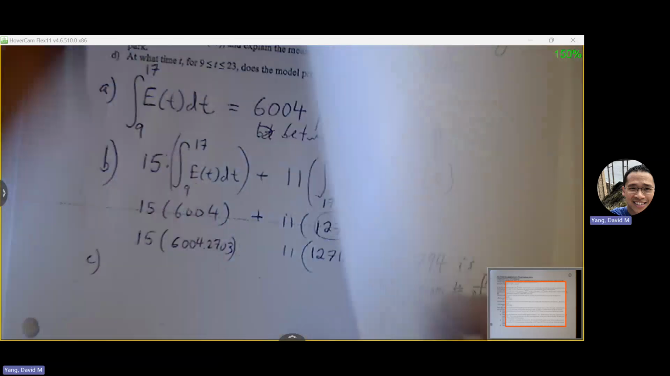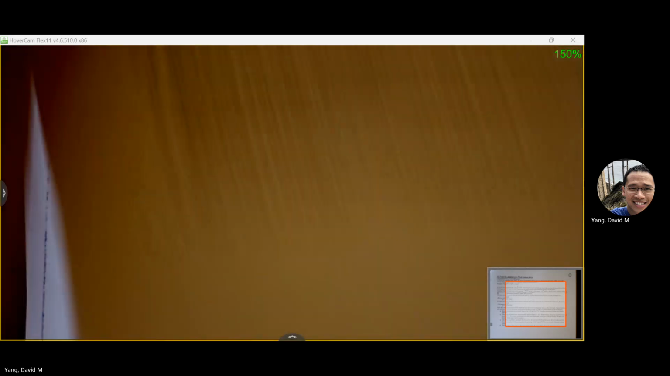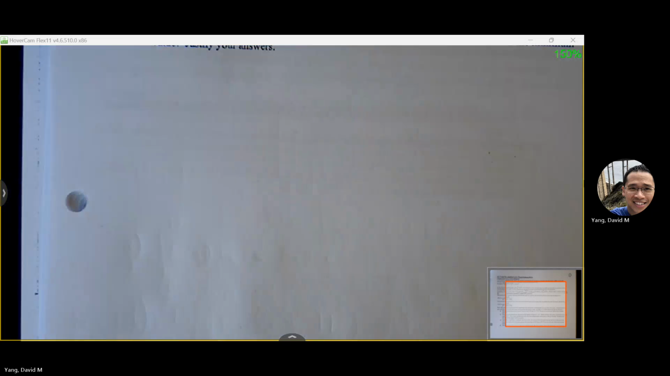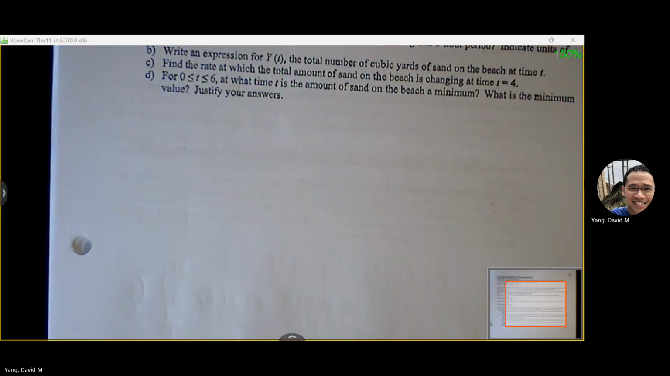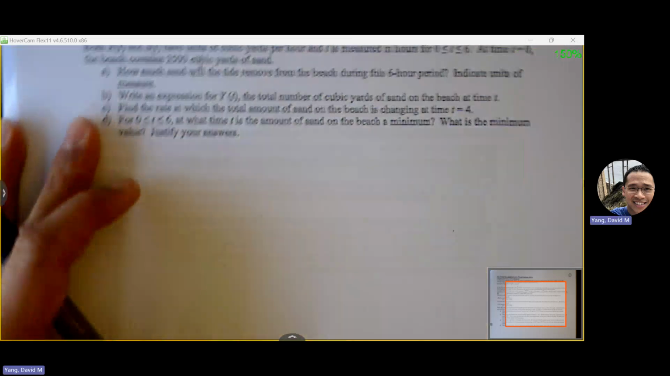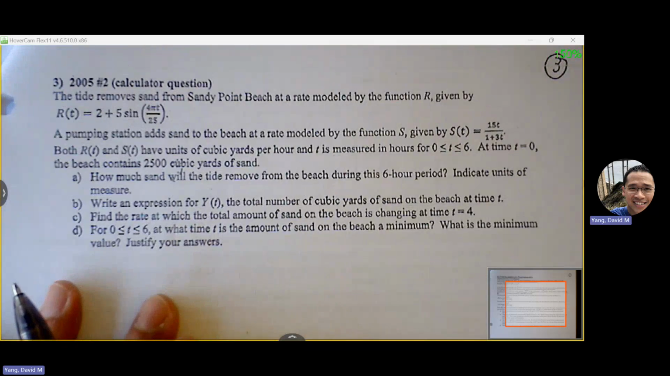Okay, I want to see if we can do one more here. Let's do page 3. Same process here. We're going to take the integral, and that's going to accumulate our rate over time.